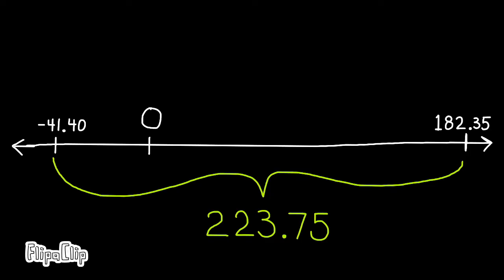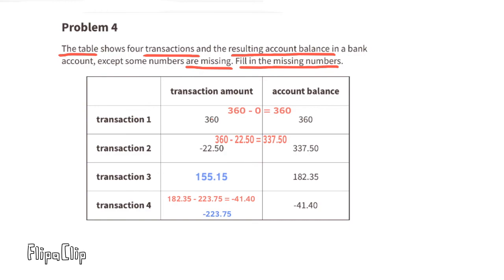Let's take a look at an illustration that shows the difference between $182.35 and negative $41.40. To take the account balance from $182.35 all the way down to negative $41.40, they would withdraw or subtract $223.75.